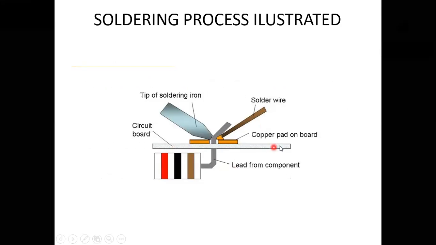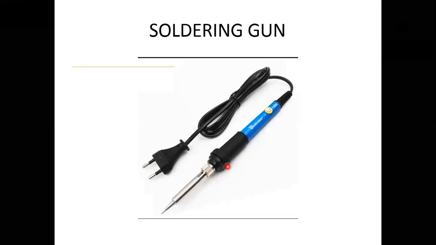So this is the soldering process. Here is a copper pad board, this is the circuit board. He wants the joint here; these two are to be joined. This is the tip of the soldering iron or soldering gun, and this is the soldering wire. It is very clearly illustrated here. This is the soldering gun or soldering iron.